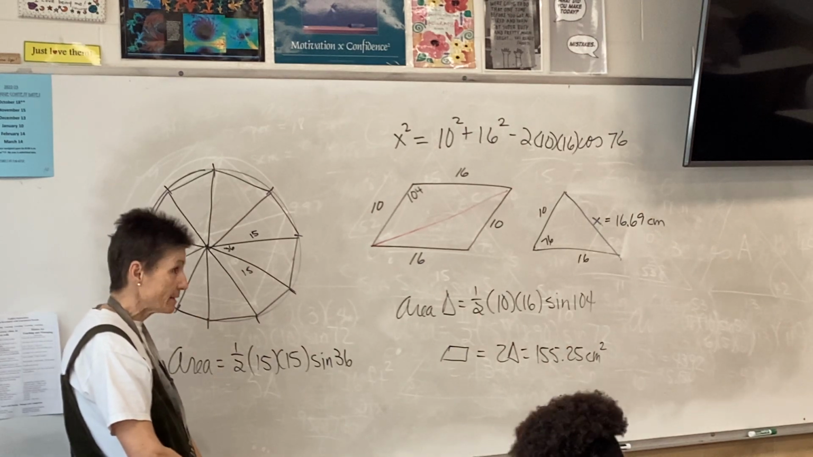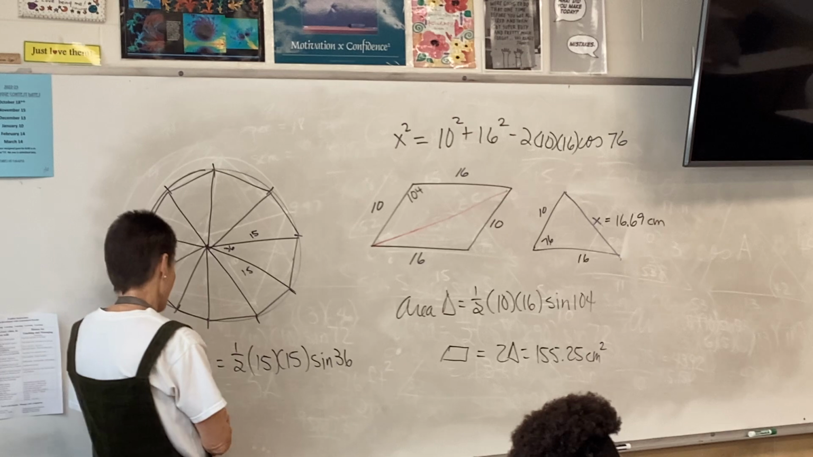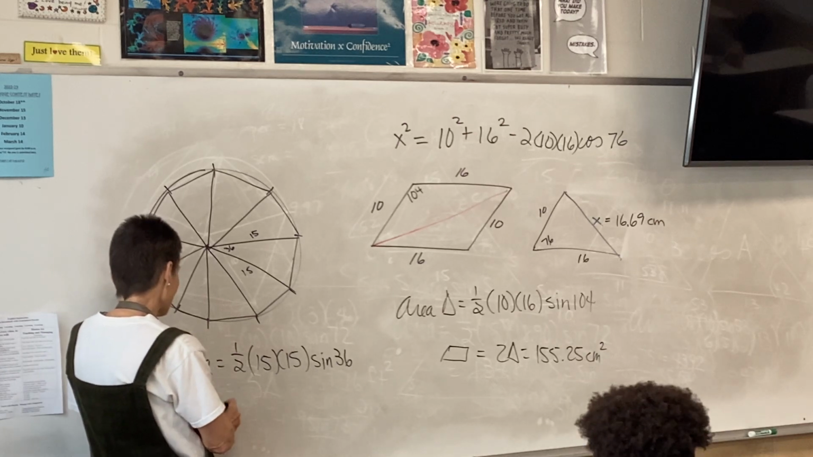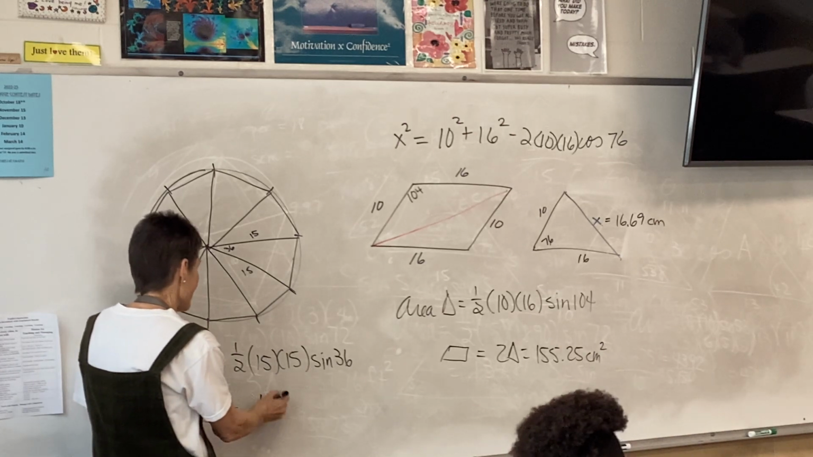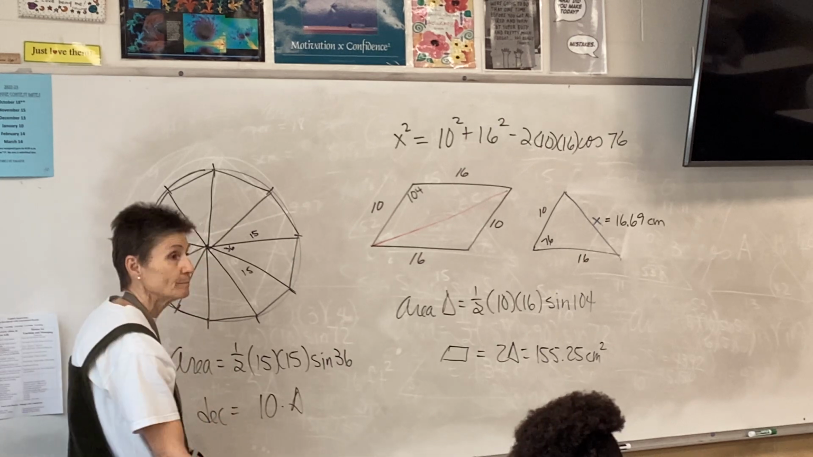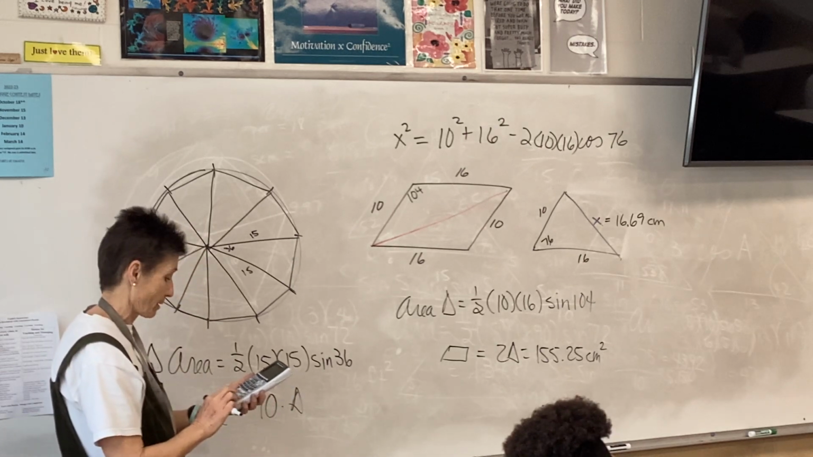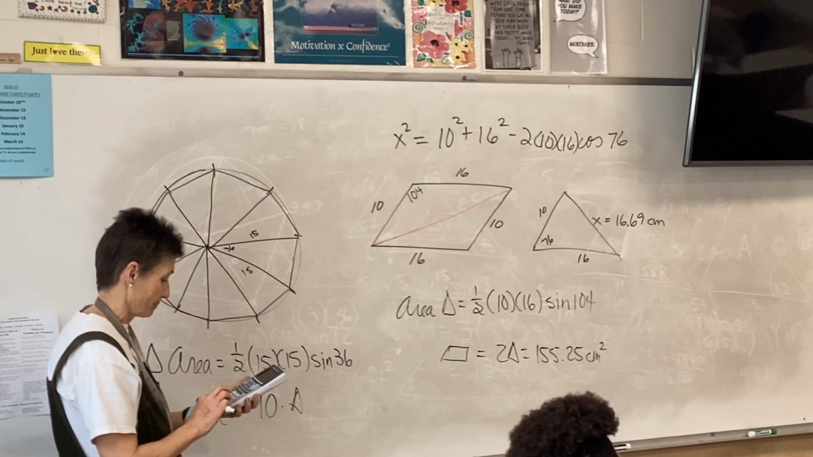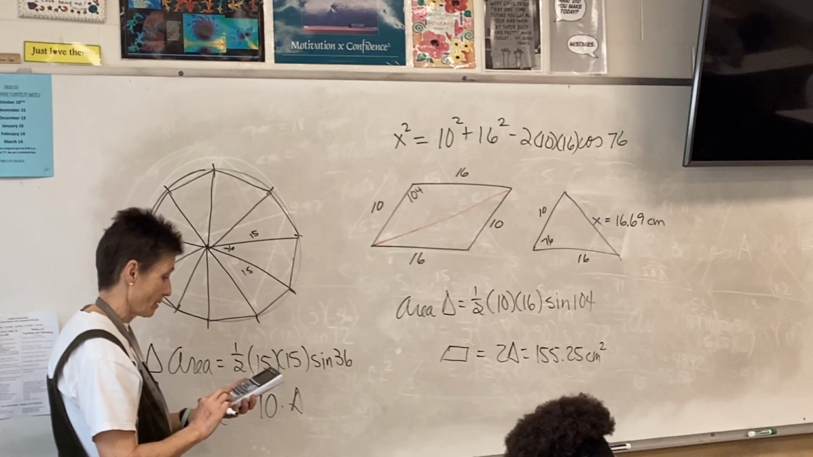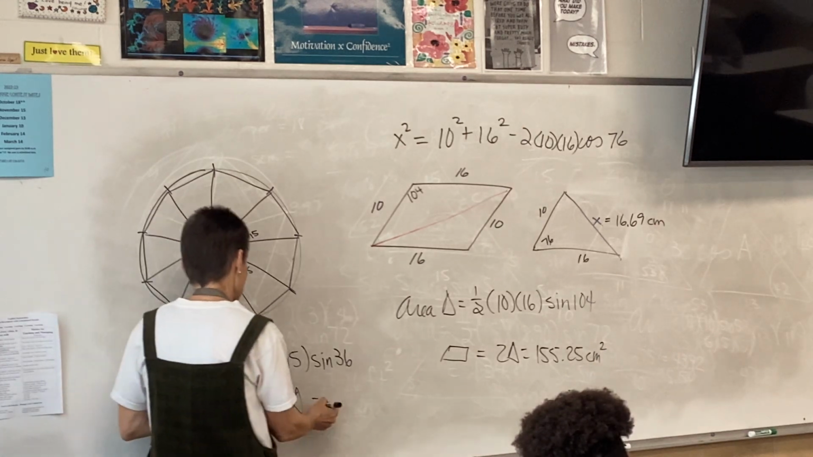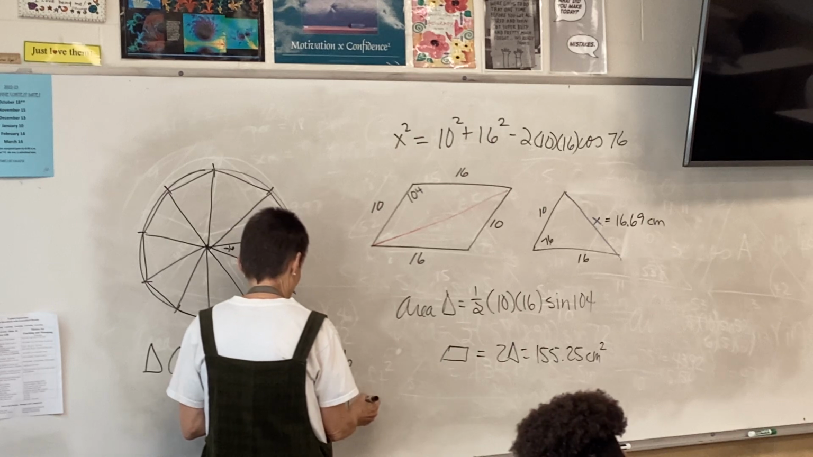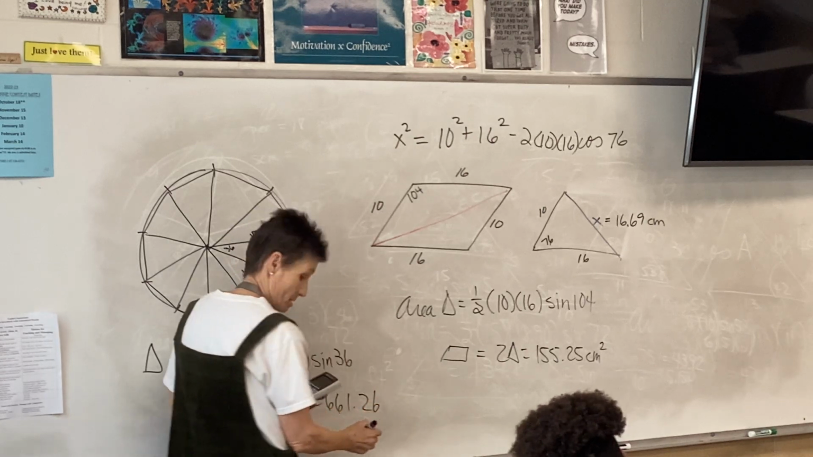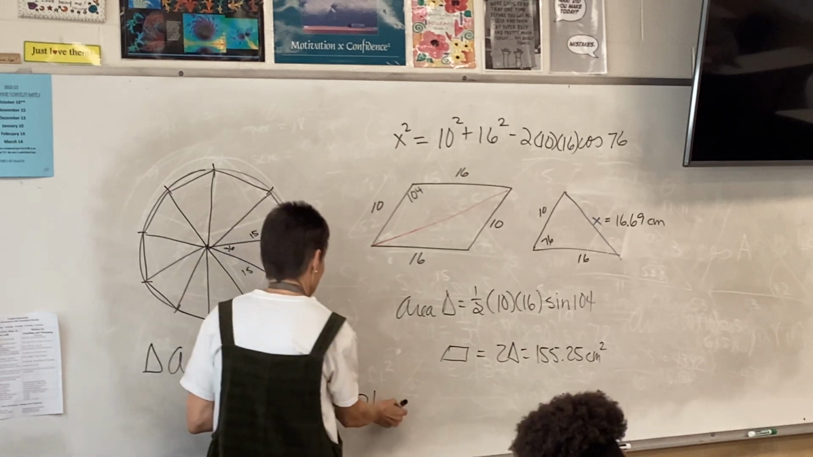Please don't get excited though and write that down as the answer, because we need the decagon, so that's going to be 10 times the triangle. I got 661.26 square inches.